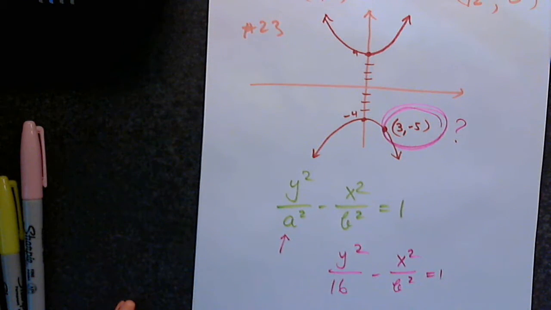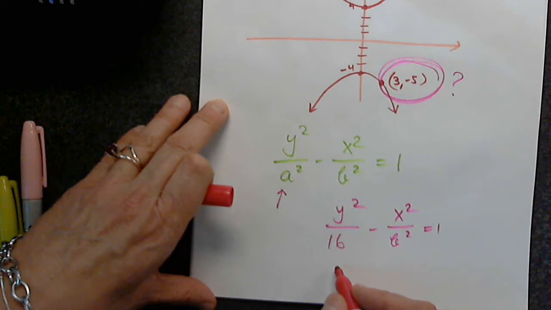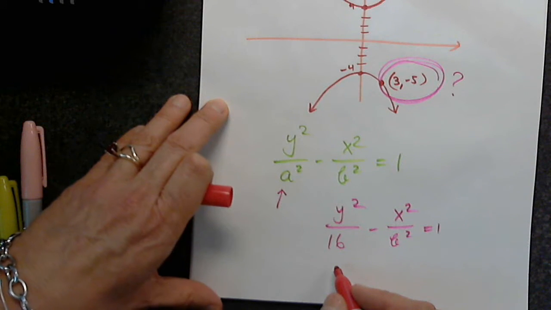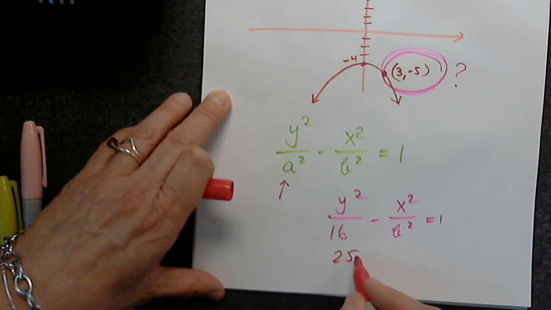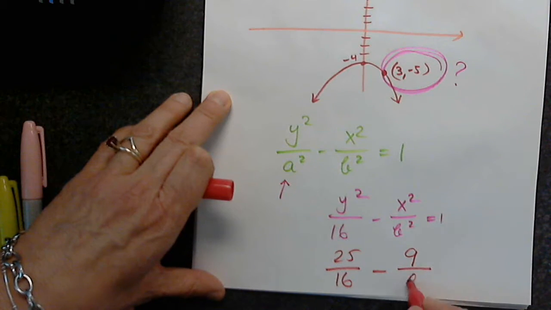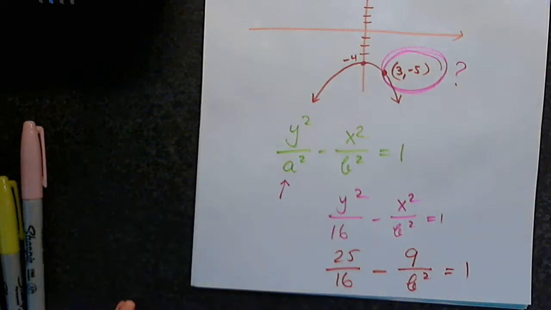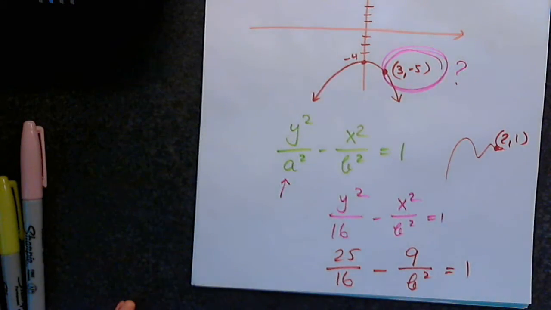So, what do I write? So we have 3. We say negative 5 squared, which is 25, over 16, minus 3 squared, 9, over B squared. That's it. The point must verify the equation. Like, for example, if I have a function, and if I say this point 2 comma 1 is on the graph, then you have to say immediately f of 2 is 1. Here, I don't have a function.